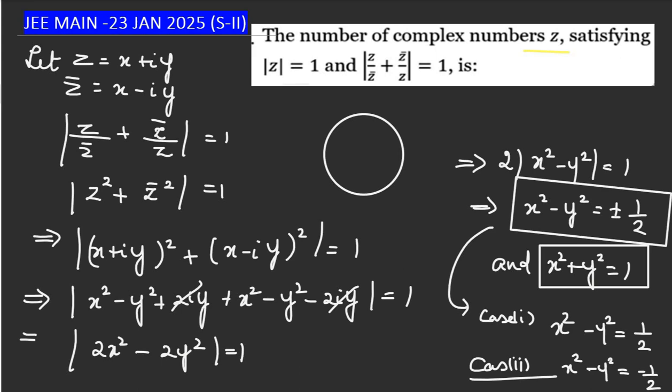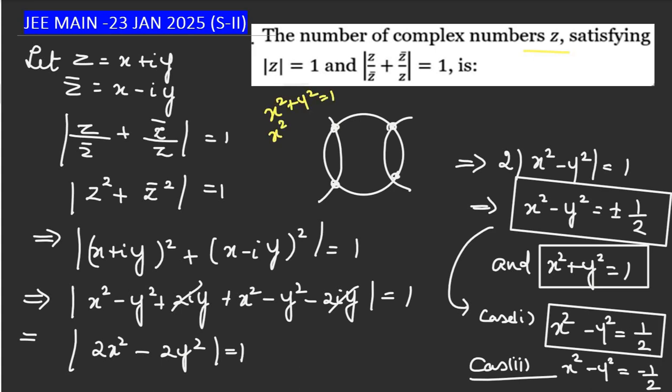If x square minus y square is equal to 1 by 2, then this represents the equation of a hyperbola with the x-axis as its transverse axis. Suppose we consider the circle x square plus y square is equal to 1 together with x square minus y square is equal to 1 by 2.